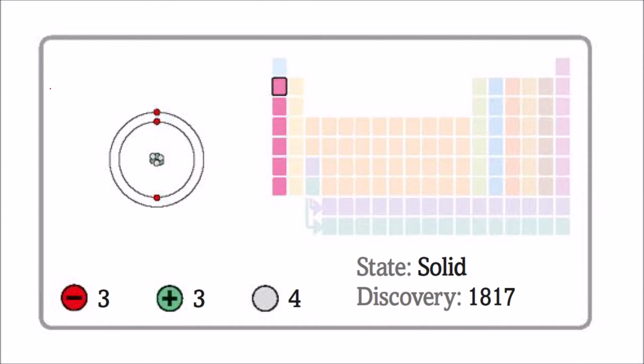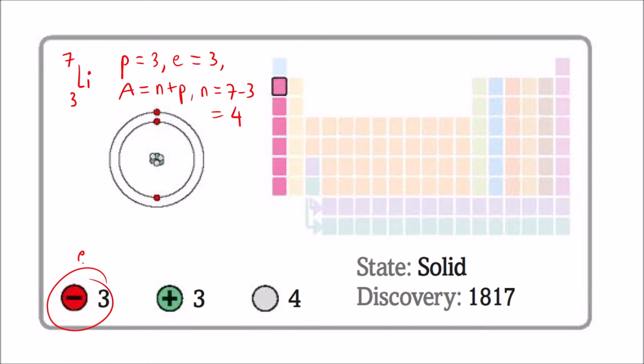Now let us see the electronic properties of lithium. Its atomic number is 3, atomic mass number is 7. Since it is a neutral element, the number of protons is 3. Number of electrons, negatively charged particles, is also 3 because a neutral atom is electrically neutral, so positive charge and negative charge are the same. And how do you find the number of neutrons? Atomic mass is neutrons plus protons. So neutrons will be atomic mass 7 minus number of protons 3. So there are 4 neutrons.